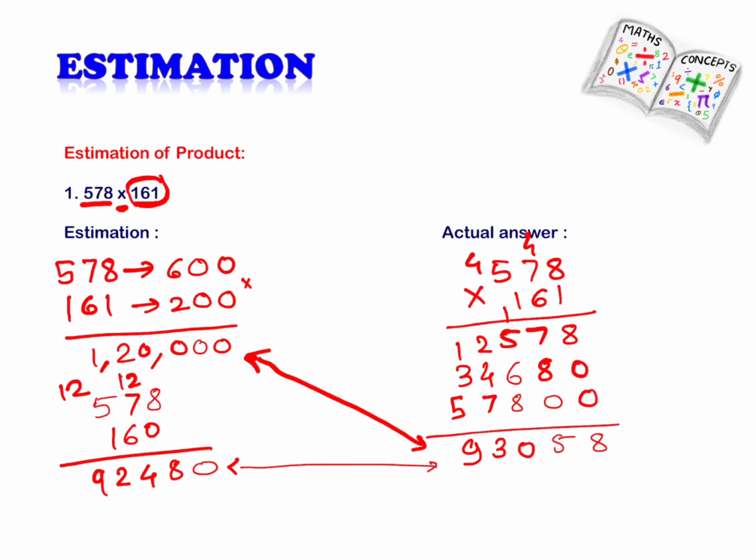Right? Okay. So as I said earlier, if you round off any number to nearest tens, the answer would be the closest one to the actual answer. And as you go towards hundreds or thousands or 10,000s, the difference between estimated value and actual value will be more.